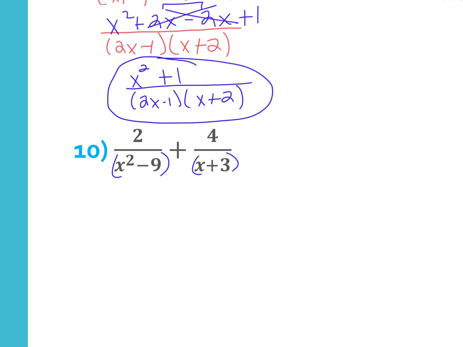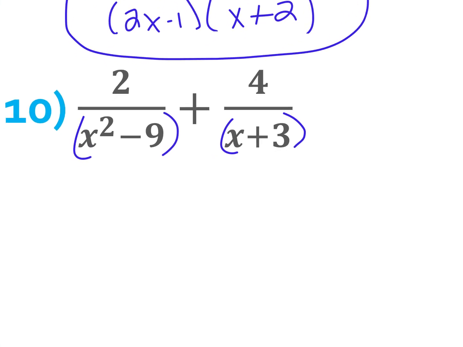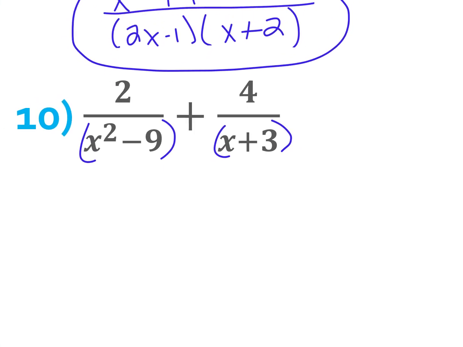And I notice here with x squared minus 9, wait a second, bells and whistles should go off, guys. X squared minus 9, I can factor that. What can I factor that into? X plus 3 and x minus 3. That's the difference of perfect squares.